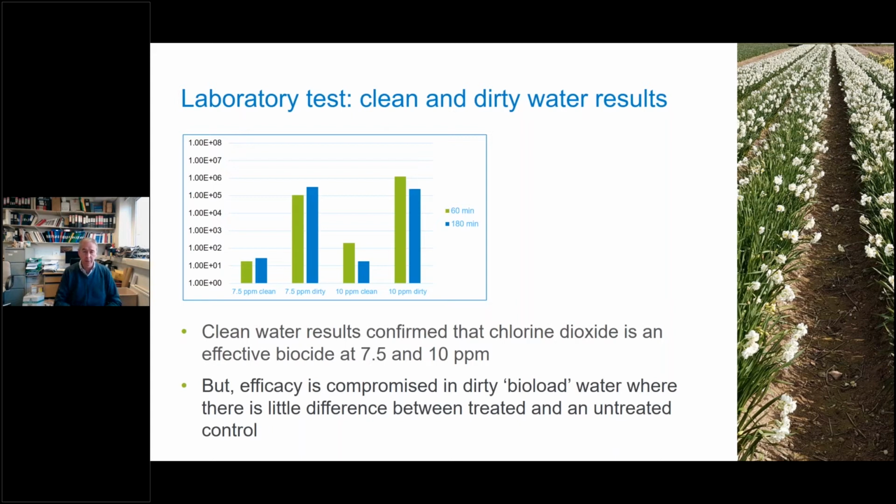Unfortunately, it's not a good biocide in dirty water conditions. And that is something that we expected, but it's nice to show it being proved in these results. So the conclusions at this stage were that clean water results confirmed that chlorine dioxide is an effective biocide at 7.5, 10 parts per million, but that efficacy was compromised in dirty water, where, to be honest, there was little difference between treated and untreated controls. So that was a disappointing, if not unexpected, result.